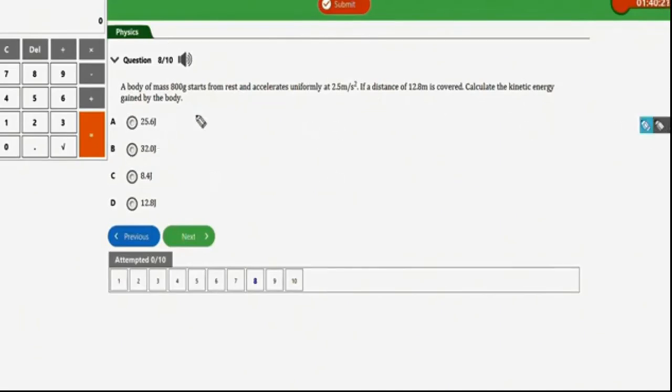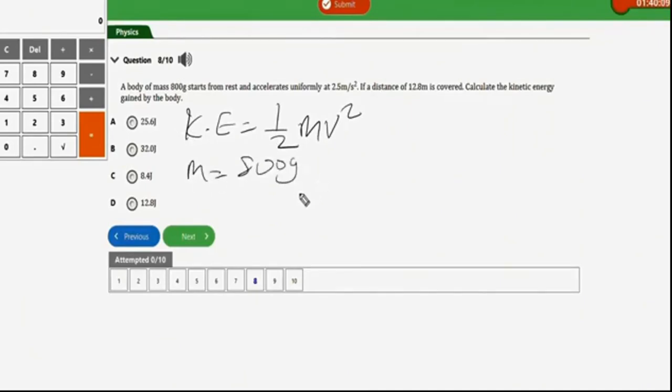Remember, kinetic energy equals half mv square, and in this question we have our mass to be 800 gram. Basically I need to convert it to kilogram, the standard unit. To do this, it will be 800 divided by 1000.